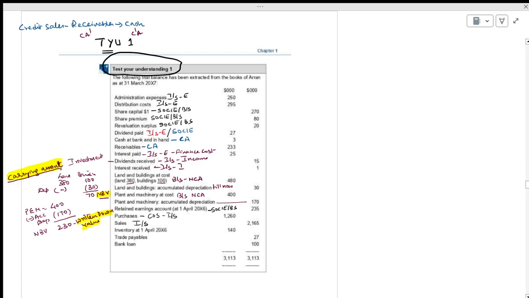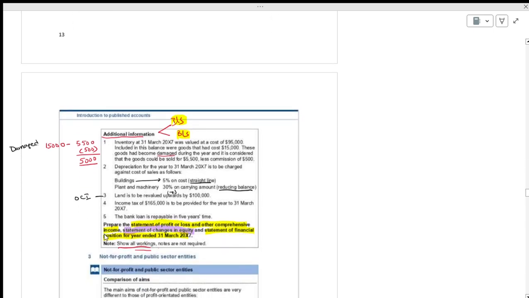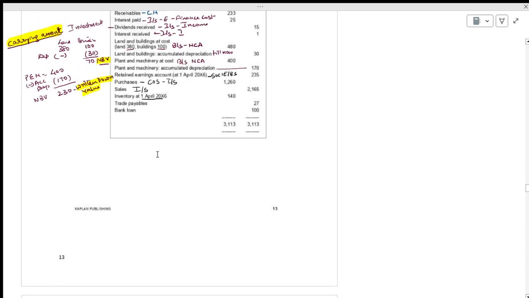Income. This is the opening inventory, 1st April 2006. And if you go down, they have mentioned inventory, 31st March 2007, which is the closing inventory. 1st April 2006 is the opening inventory. Where are we going to show opening inventory? Opening inventory goes in cost of sales.